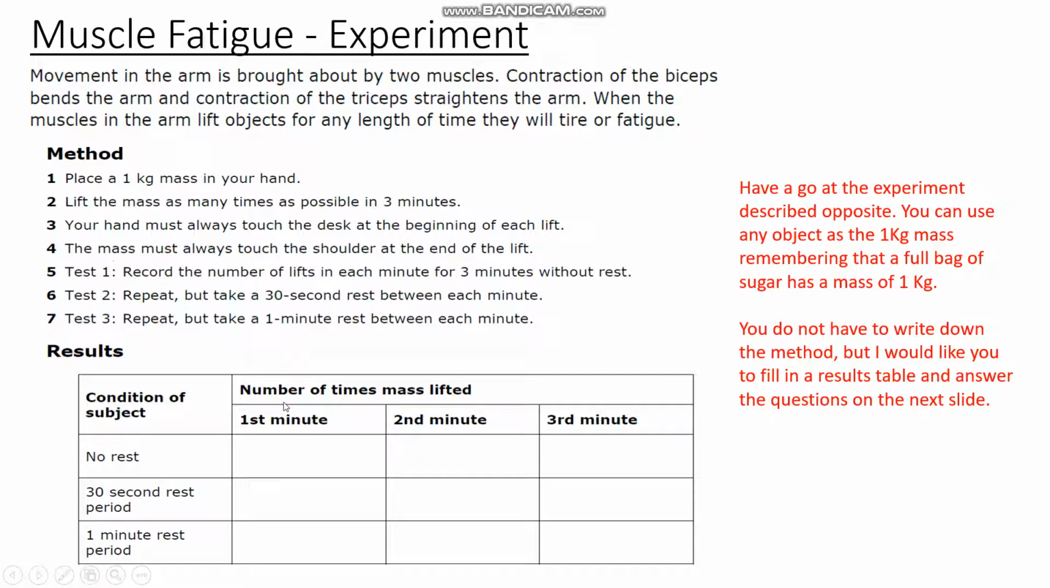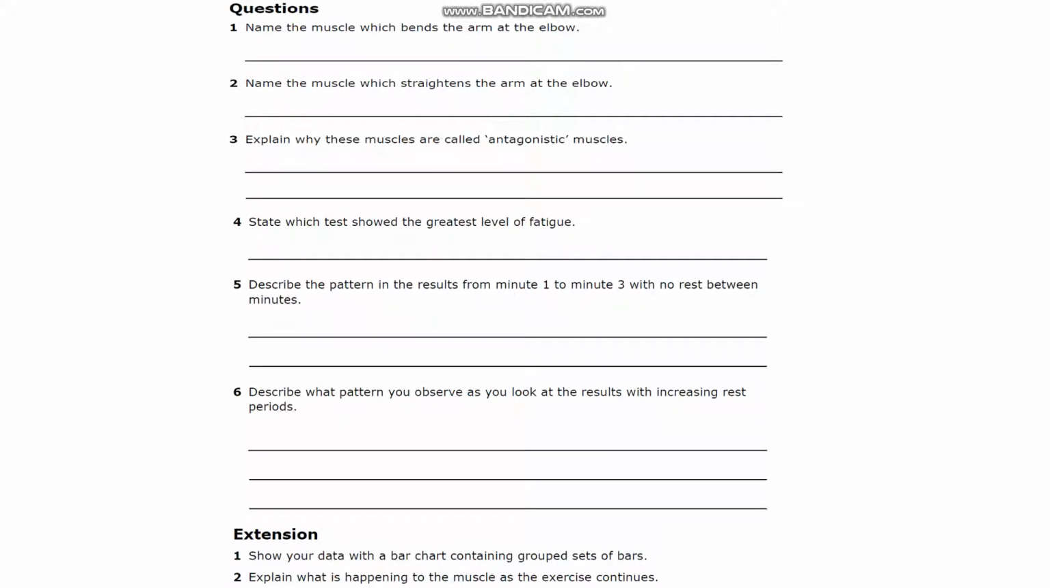You don't have to write down the method, but I would like you to draw up a results table and follow the instructions here. Okay, so very briefly then, with the first row, you're going to lift that 1 kilogram mass for a total of 3 minutes. Every minute you're going to jot down the number of lifts that you've done. Okay, and then you're going to do exactly the same, but between each minute you're going to have a 30-second rest, and then in this column here you're going to have a 4 minute rest. When you've done that, I'd like to have a go at answering the questions below. The extension exercise is not compulsory, but it would be nice for you to have a go.